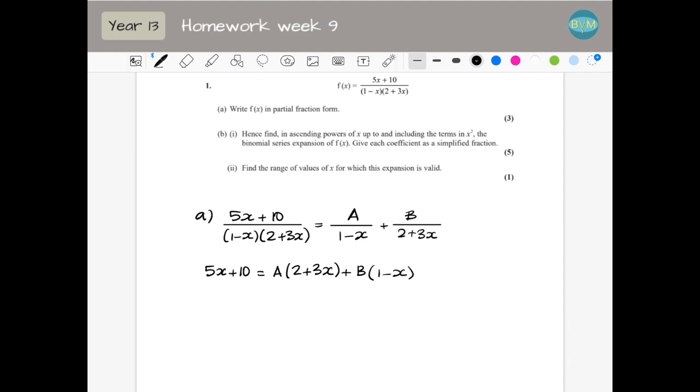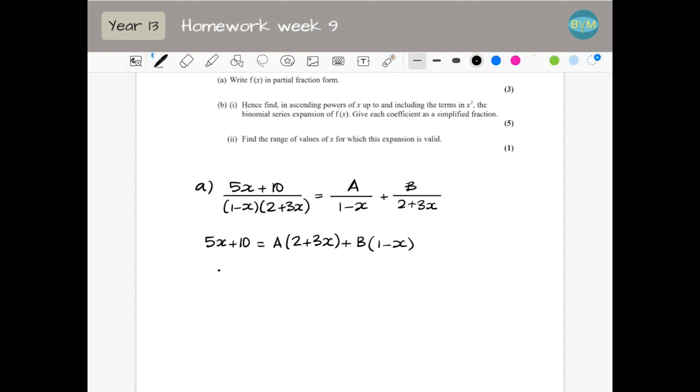How you do this is up to you. You can equate coefficients, compare coefficients, or substitution, or a mix of both. I'm going to do a mix of both. This one is very easy to substitute, while minus 2/3 is less easy. So I'm going to substitute x equal to 1, which means this whole thing is going to be 0. On the left-hand side I have 5 times 1 plus 10, 15, which is equal to 2 plus 3 times 1 is 5 times A, which means A is 3.